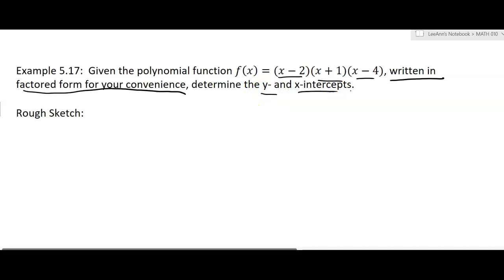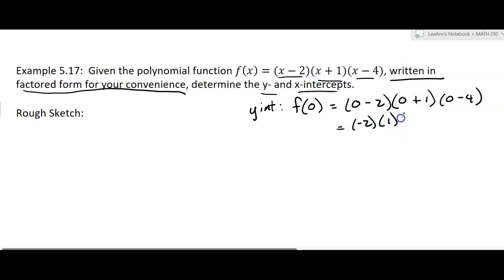Okay, so let's do the Y-intercept first. So the Y-intercept says, let's find f of 0. So that's going to be 0 minus 2, 0 plus 1, 0 minus 4. So what's that? Negative 2 times 1 times negative 4, which is 8. Okay, so we know the Y-intercept is 8. So you could put it as an ordered pair. The Y-intercept is (0, 8). Okay, great. Now let's do the X-intercepts.